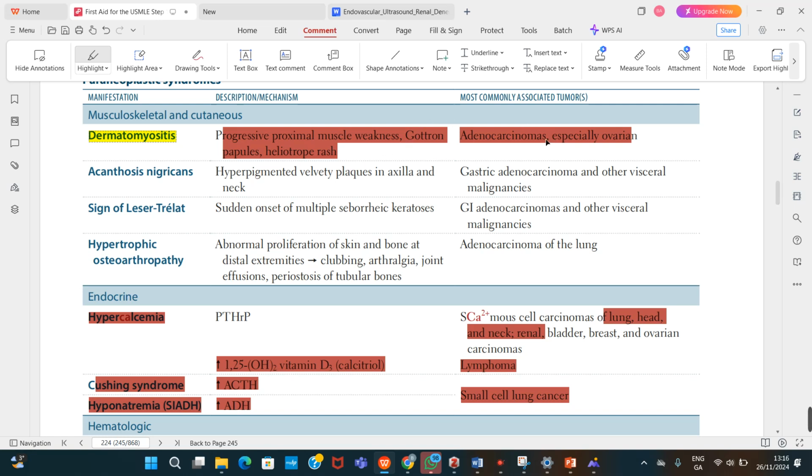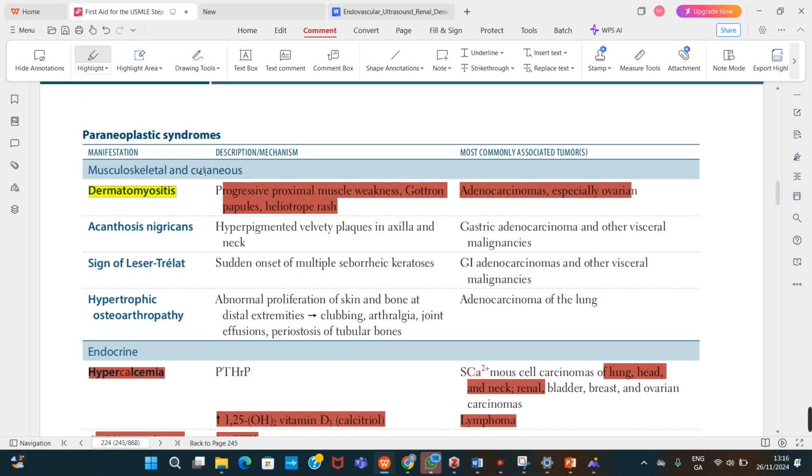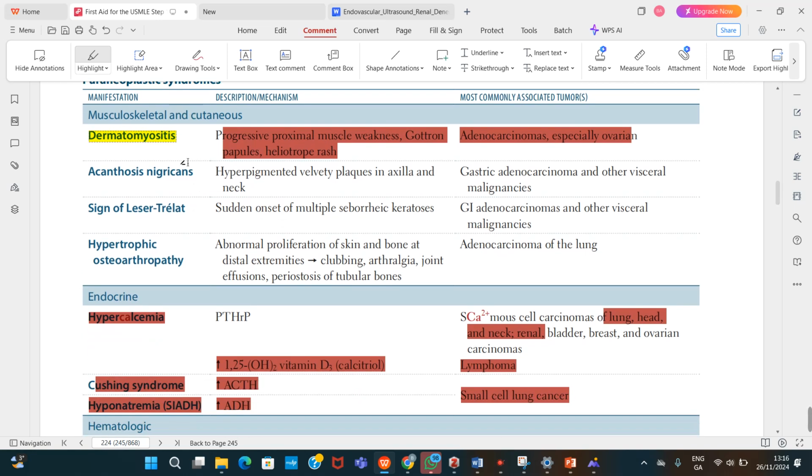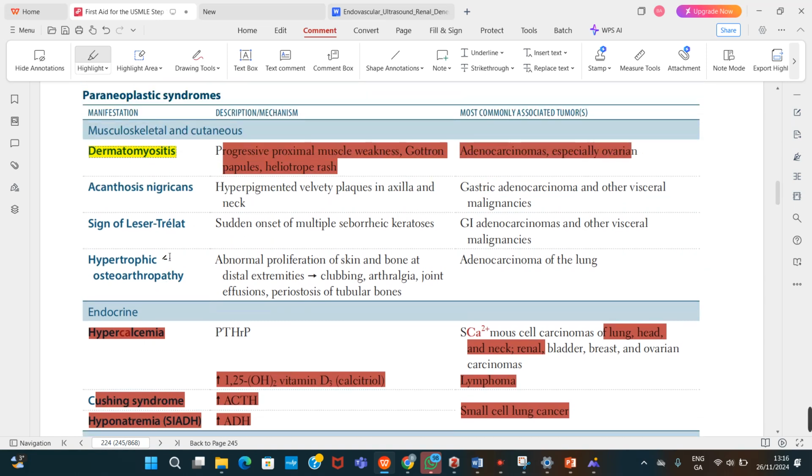So what you want to rule out next is what? Ovarian adenocarcinoma, because it's likely to be an ovarian adenocarcinoma. Don't forget, that's the next thing you are looking for in the question. Is there ovarian carcinoma there? So all the paraneoplastic syndromes are divided into cutaneous, musculoskeletal, endocrine, and so on. They are very simple. So that's dermatomyositis.